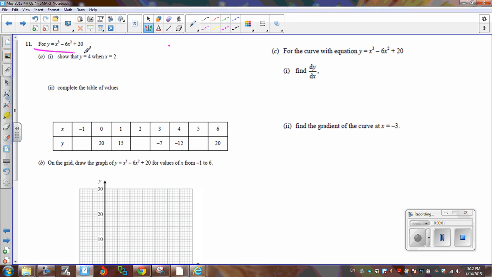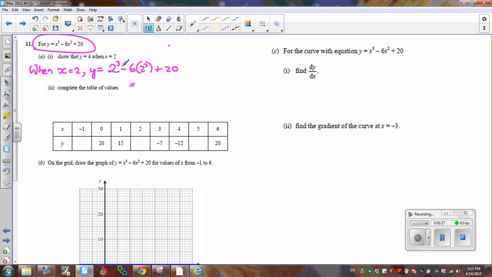Okay, we have here the equation of a curve, which is connecting x on the right-hand side and y, and it says show that y is 4 when x is 2. Now, I'm going to only put in 2 rather than 4 as well. So I'm going to say when x is equal to 2, let's just substitute it into this equation. y is going to be 2 cubed minus 6 lots of 2 squared plus 20.